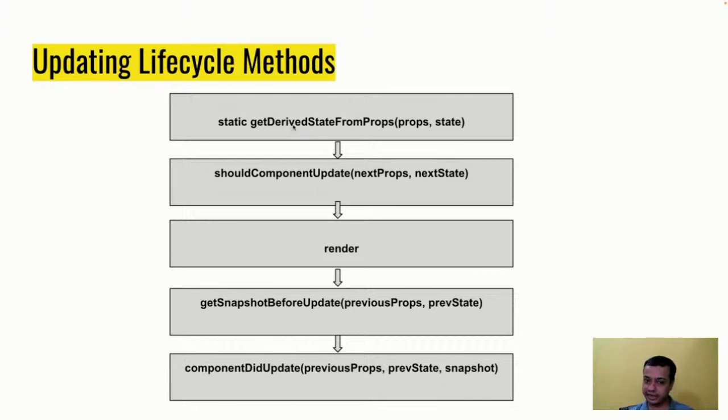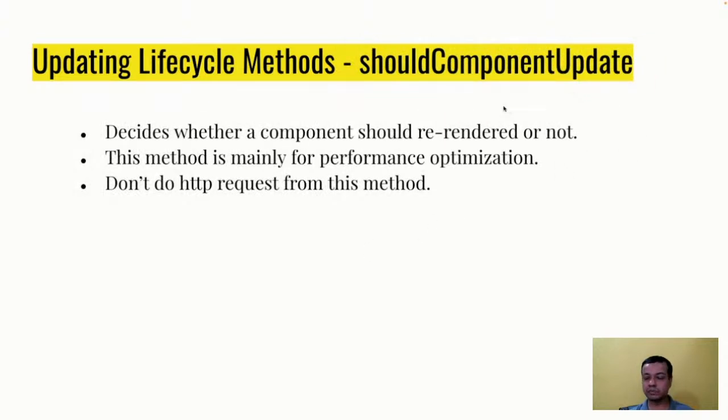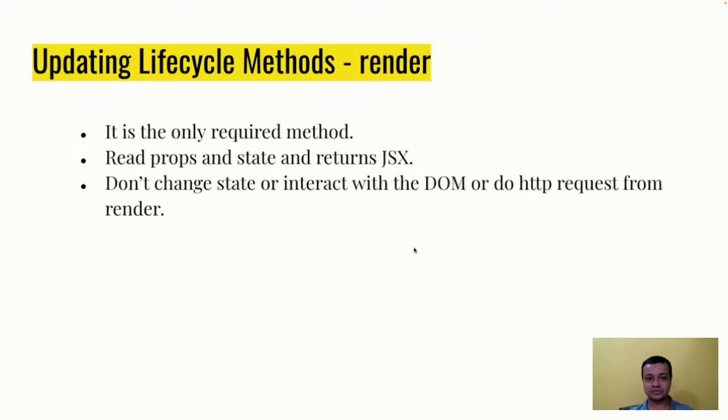And as I've told earlier, getDerivedStateFromProps is not an important method. shouldComponentUpdate is again not an important method. It was used for a bit of performance optimization. I've seen it used, but nowadays it is not used, because even in hooks this lifecycle method is not there. Then render, we know what render is.